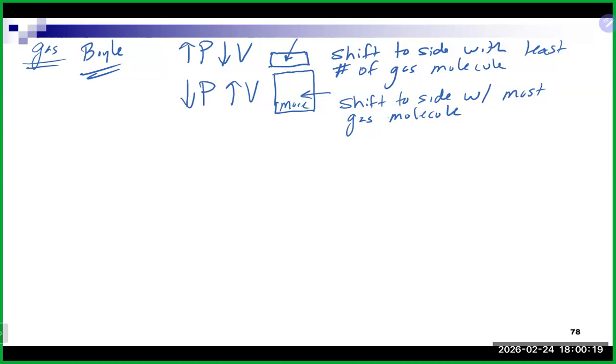Personally, when I do this, I relate it to the pressure and volume relationship. I just think about it in volume: small volume, less gas molecules; big volume, more gas molecules. So this is an easy way to remember that. Any questions on that there?